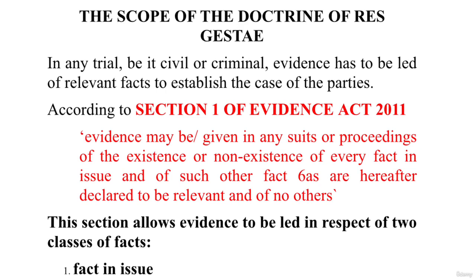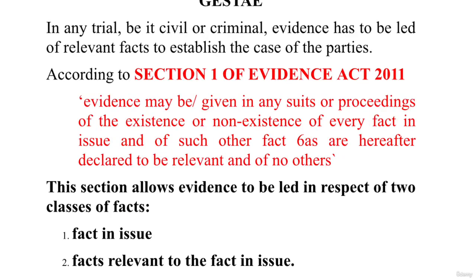Now, according to section 1 of the Evidence Act, evidence may be given in any suits or proceedings of the existence or non-existence of every fact in issue, and of such other facts as are hereafter declared to be relevant, and of no others. If you take a good look at this section, it has two classes of facts. Number 1 is fact in issue, while number 2 is fact relevant to the fact in issue.